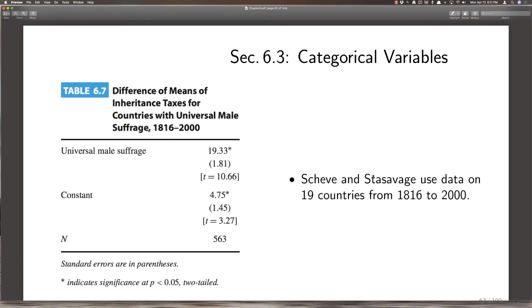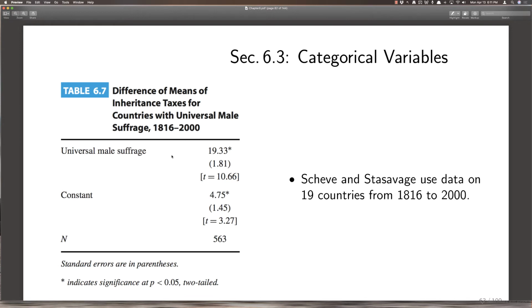So this is why we have to use universal male suffrage, because almost no countries would have had it in 1816, and lots of countries may have it by 2000, but if we used universal suffrage, we wouldn't have a whole lot of data. So they decided for their question, and I've never read the paper, I'm not sure exactly what the context of their question was, but they're using universal male suffrage.